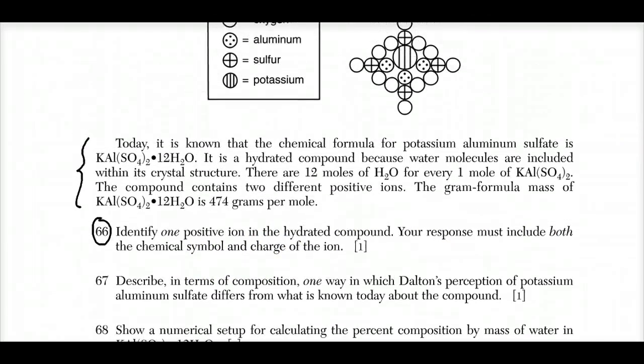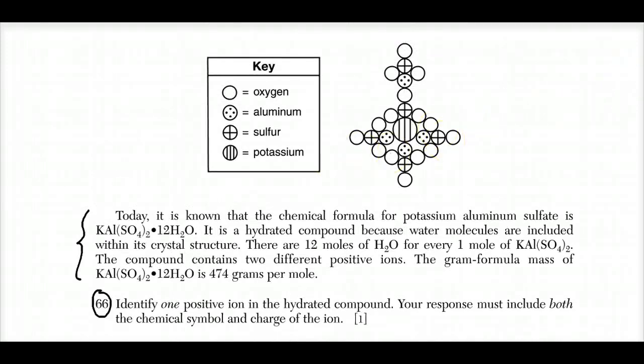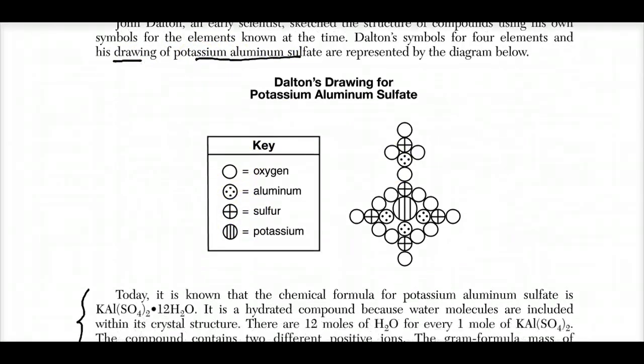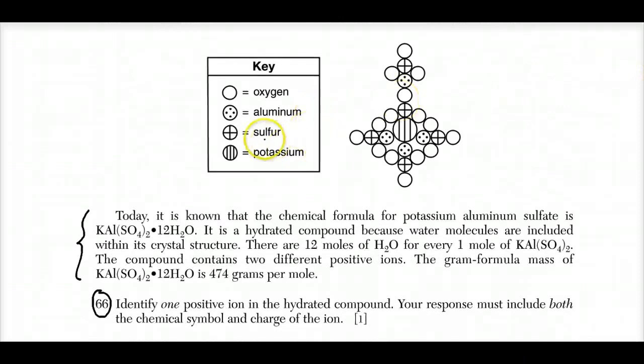So if I go back up here, and if I didn't know what was going on, there's a sketch here of Dalton's 4 elements in his drawing. So Dalton had a drawing of potassium aluminum sulfate using his symbols. So the question reads, from this sketch and using this key which represents these elements, what is one positive ion? Well, I know metals love to lose electrons and oxidize and become positive ions. So I'm looking for a metal here that became a positive ion, as they all do. And I can see that potassium and aluminum are my metals.